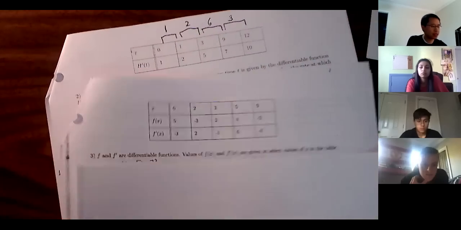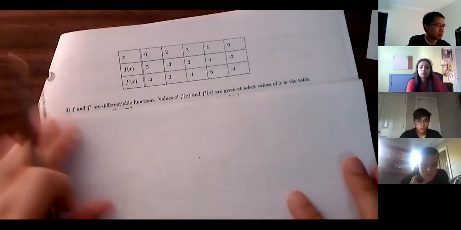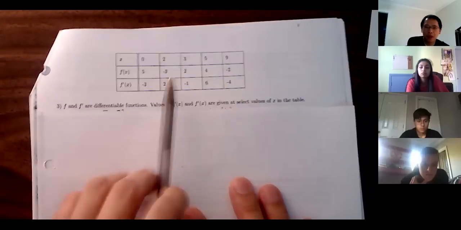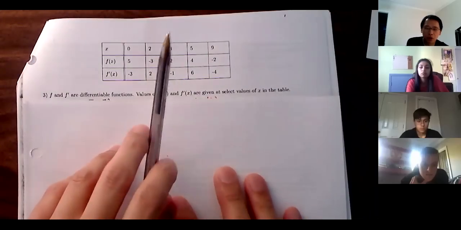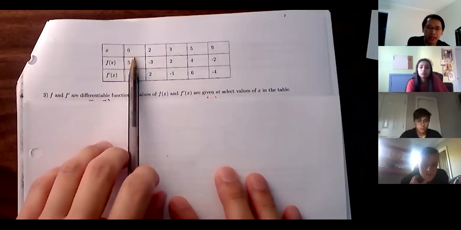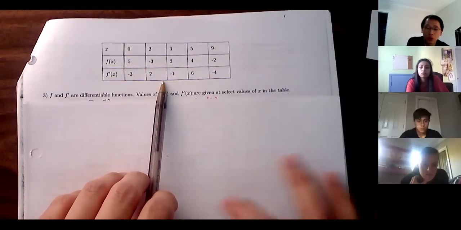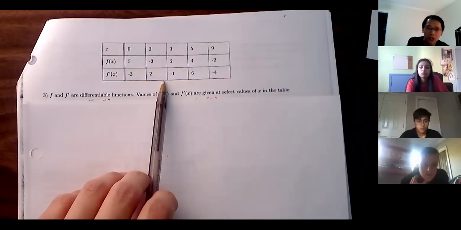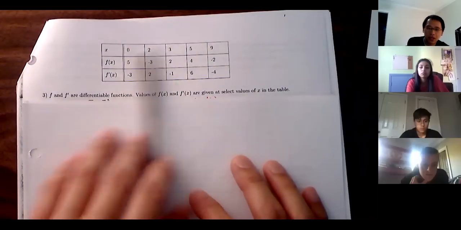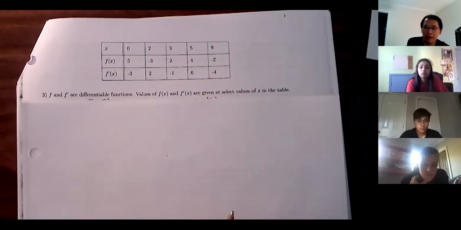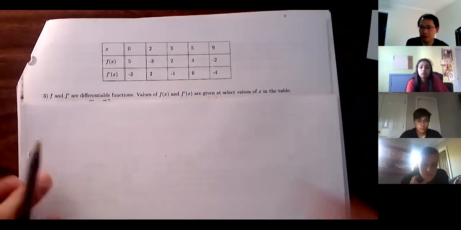So number 3 is the table, function table. The advantage of this for test writers is they can see whether students are able to do well with applications of product rule, of quotient rule, of chain rule, of U substitution. These are good problems for them to insert those topics in for students.